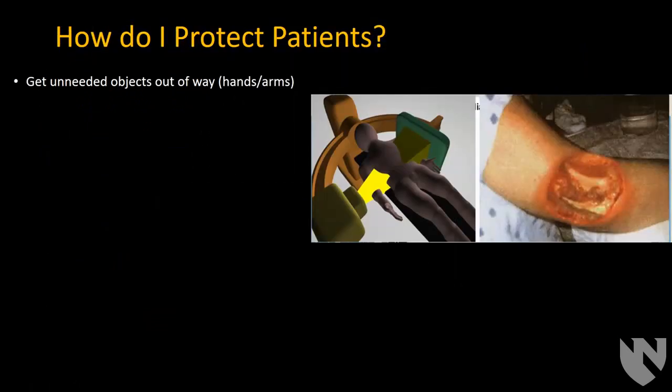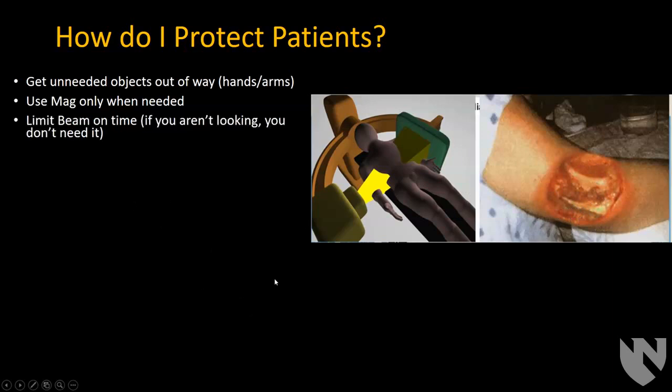Okay, so how do you protect patients from getting too much exposure? We talked about how to protect you. So you try to keep things out of the way that don't need to be in the way. For example, try to get arms out of the way if they don't need to be in the path of the radiation beam. Just an example of an arm that was in the way of a fluoro procedure and the radiation necrosis having to be debrided.